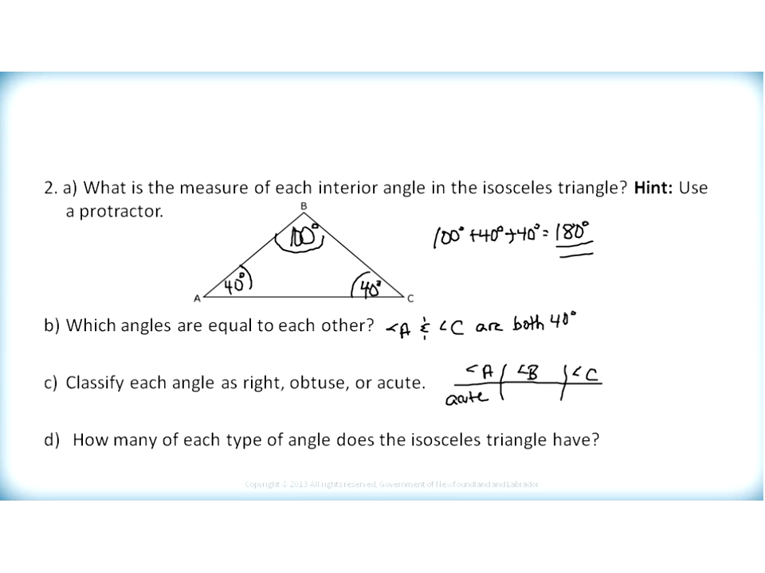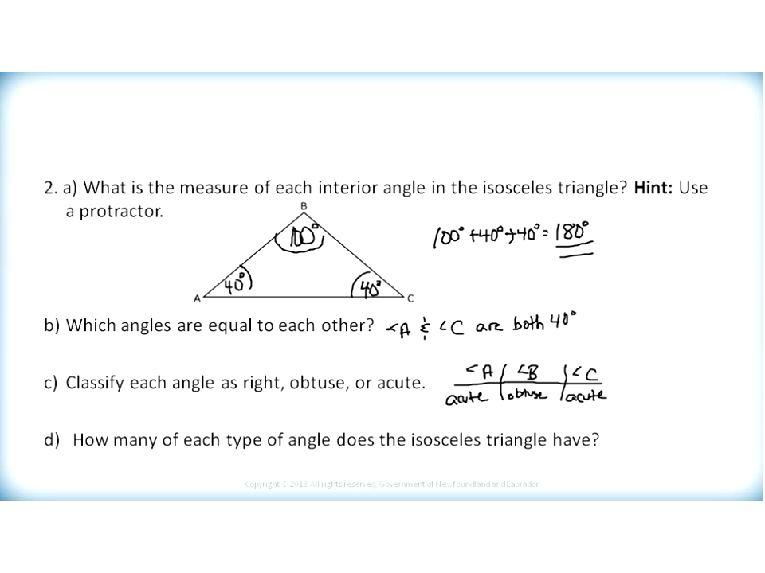Angle B is 100 degrees. So that is an angle between 90 and 180 degrees, so that's going to be obtuse. And angle C is also 40 degrees. It's the same as angle A in measure, so it must be the same type of angle. So that's also going to be an acute angle.